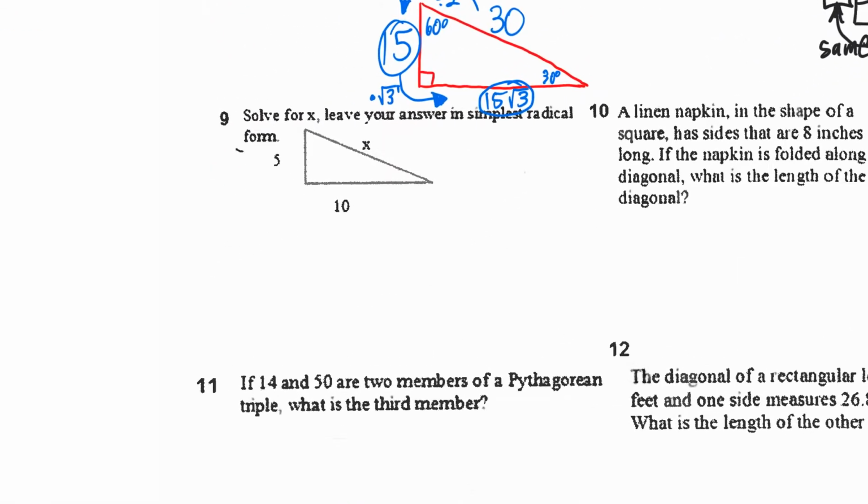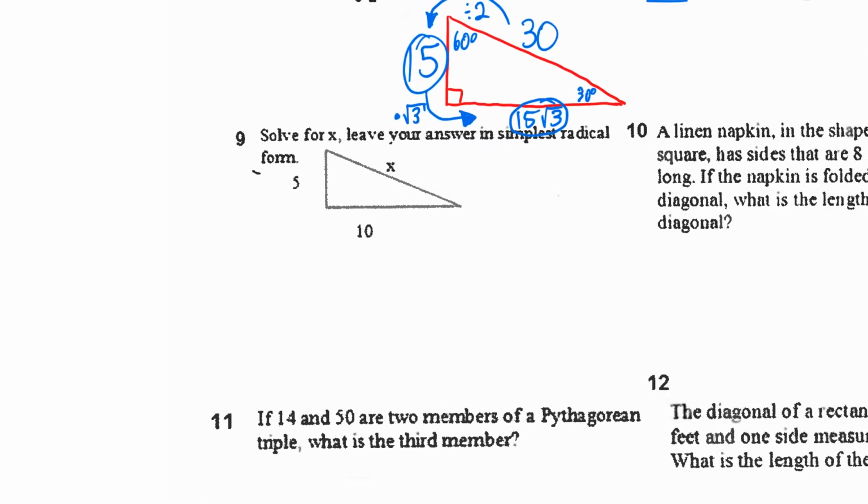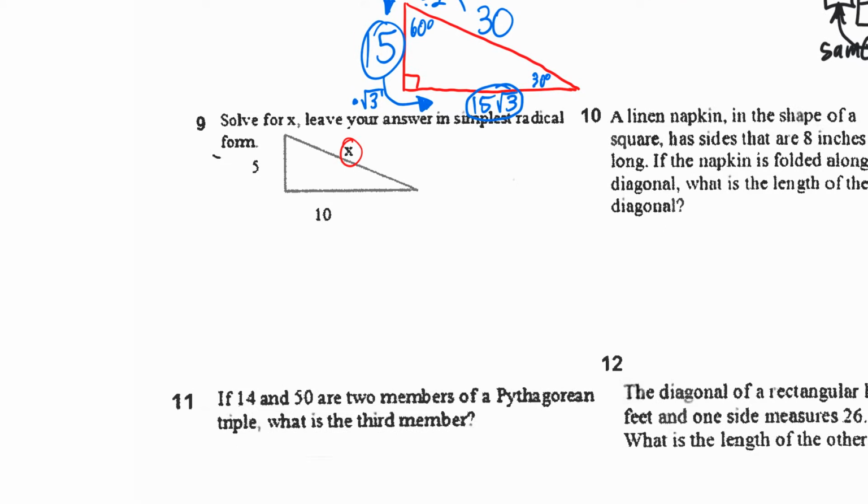One other thing, like on number 9. Is this a 30, 60, 90 right here? It looks like it, but it's not, because if this is 5, this would have to be 5 square roots of 3, and 10 is not equal to 5 square roots of 3. So I'm going to have to use some other method to find the value of x. What do you think I'm going to use? Yes, a squared plus b squared equals c squared, the Pythagorean theorem.